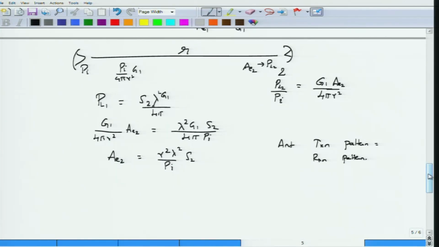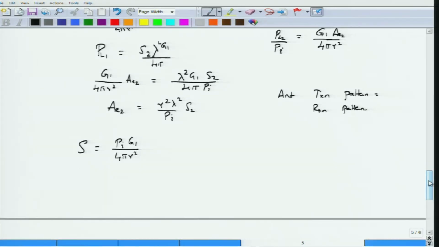Now, coming back to the Friis transmission formula which we want to establish, we have seen that if you have an antenna 1 with an input power Pi, it would produce a power density of Pi by 4 pi r square. Because the antenna has a certain gain G1, this power density gets multiplied by gain G1, and this power density is transmitted to the second antenna. So, the power density that the second antenna is receiving is given by Pi G1 divided by 4 pi r square.